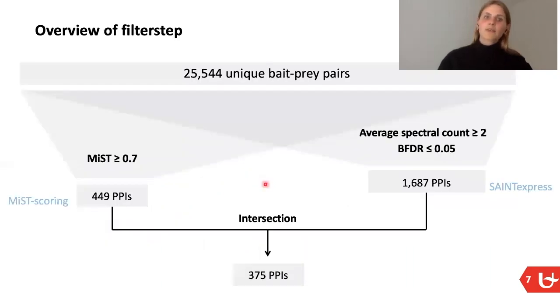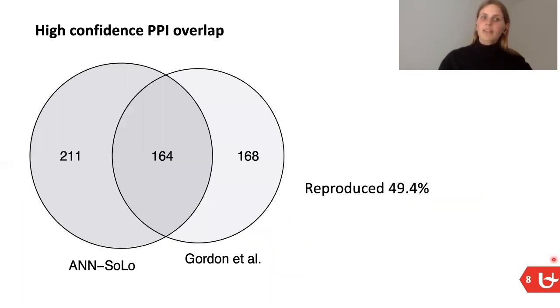We identified over 25,000 unique bait-prey pairs, of which only 375 remained after filtering with both MiST scoring and SAINTexpress. Even though we use a similar protein interaction filtering approach as in the original analysis, we only reproduce about 49% of the original protein interactions. An explanation for this small overlap could be that after reprocessing the data, the observed background is different, causing a difference in which bait-prey pairs are able to pass the filters.